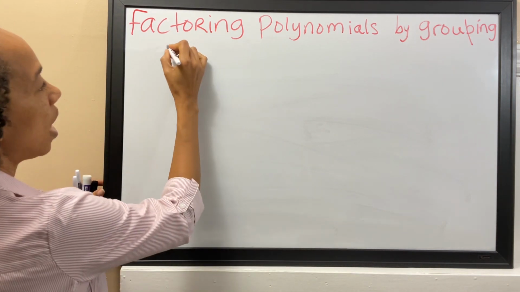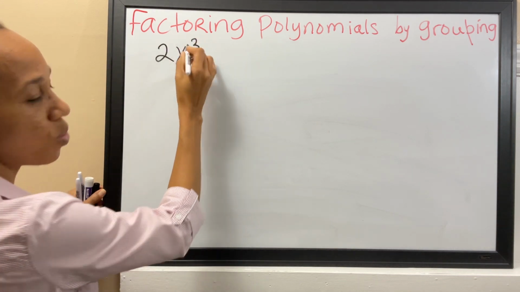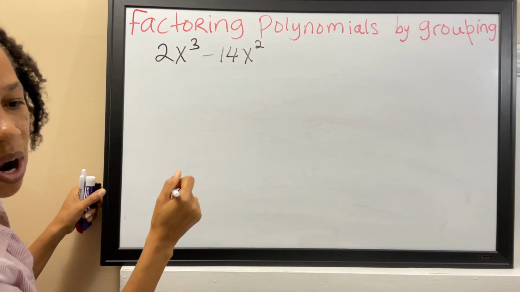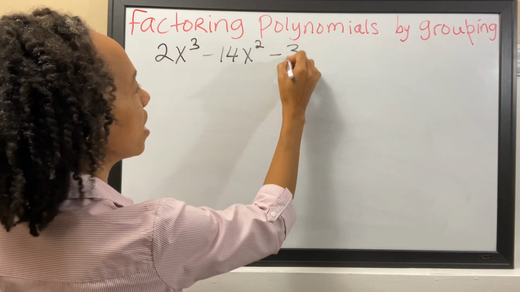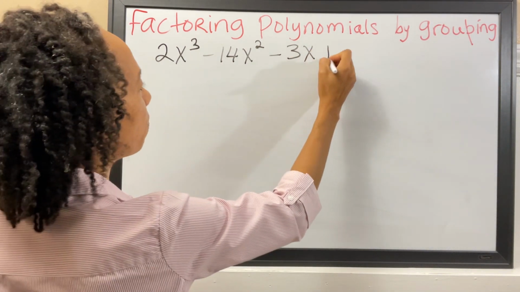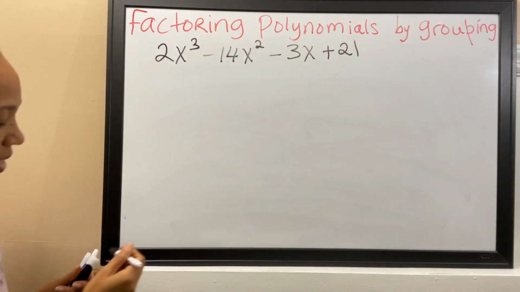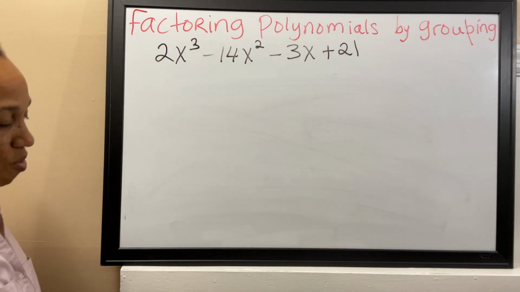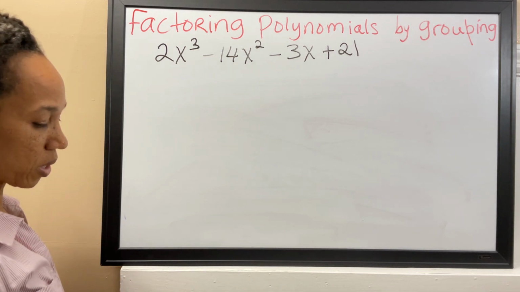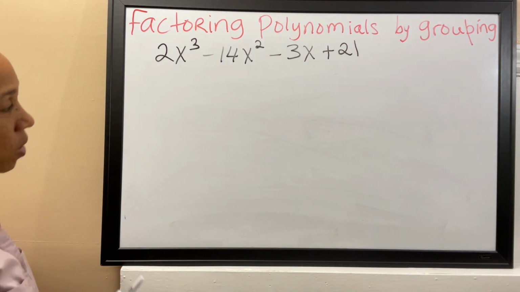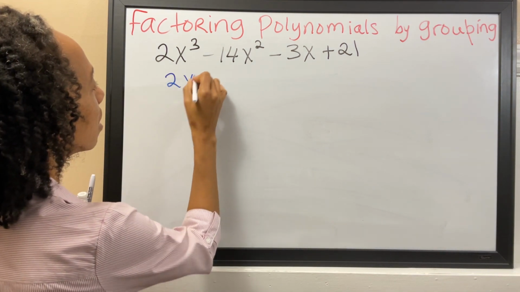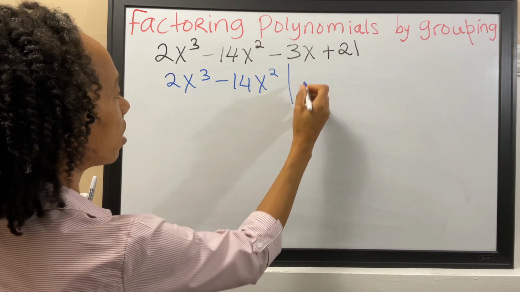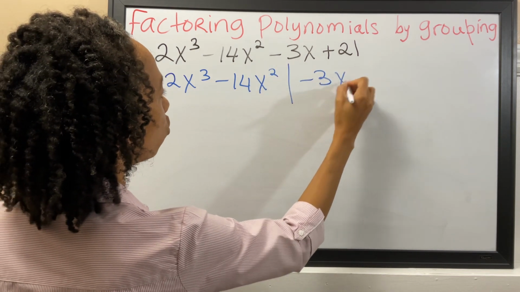Start out, I'm going to use my x this time: 2x to the third power minus 14x to the second power minus 3x, and this is going to be plus 21. All right, so let's get into it. So first thing, as I stated to you before, you're going to rewrite it in 2 groups. So I'm going to have 2x to the third power minus 14x to the second. Draw the line down to show that you have 2 groups here.